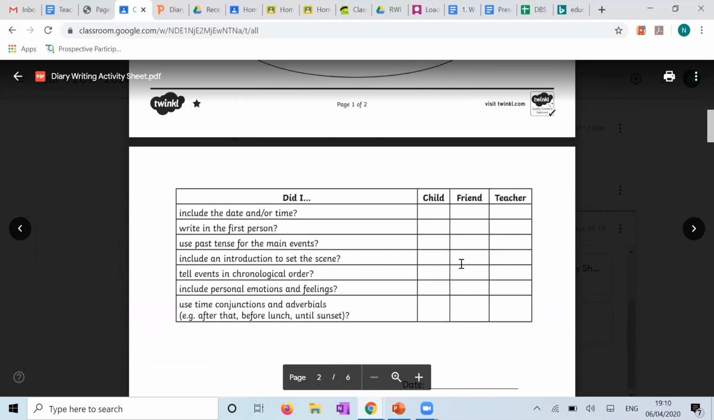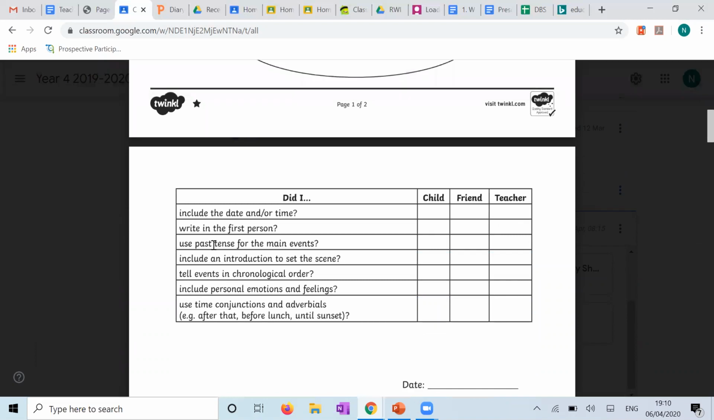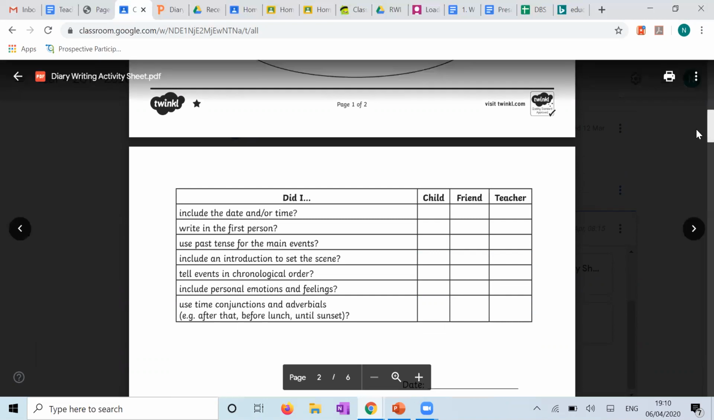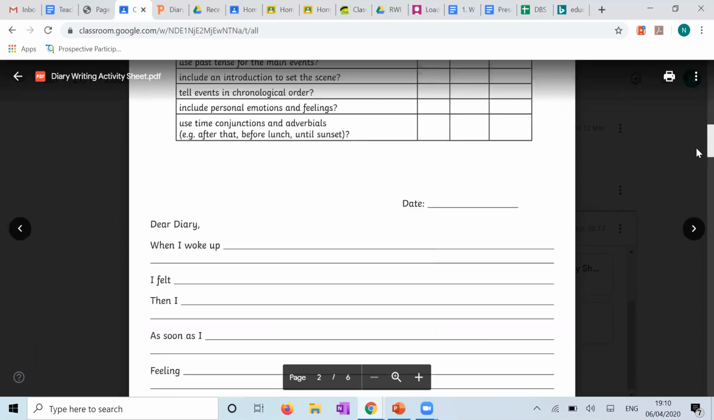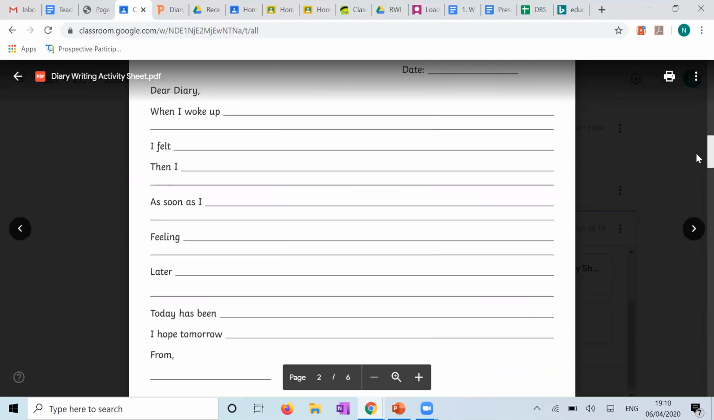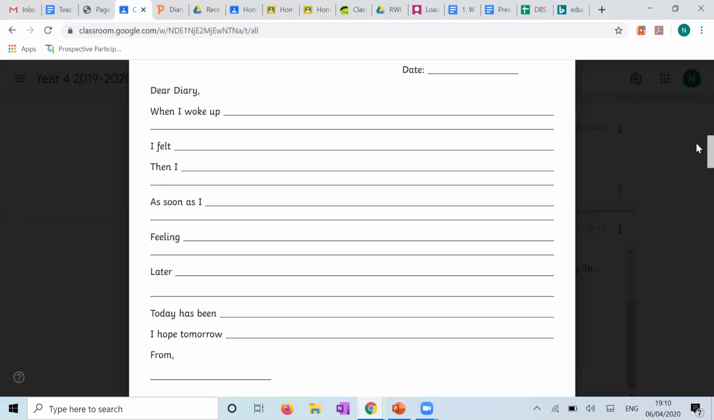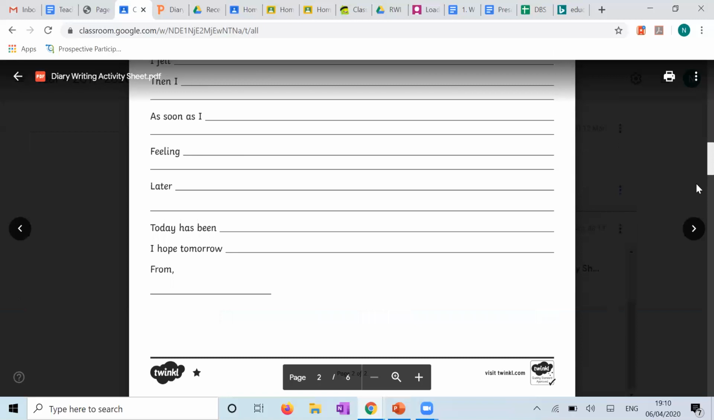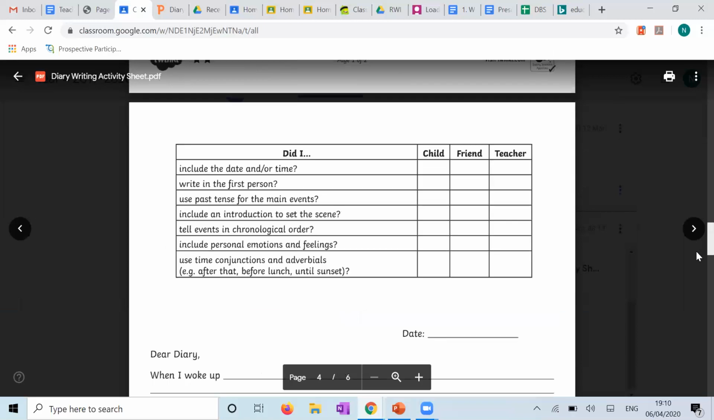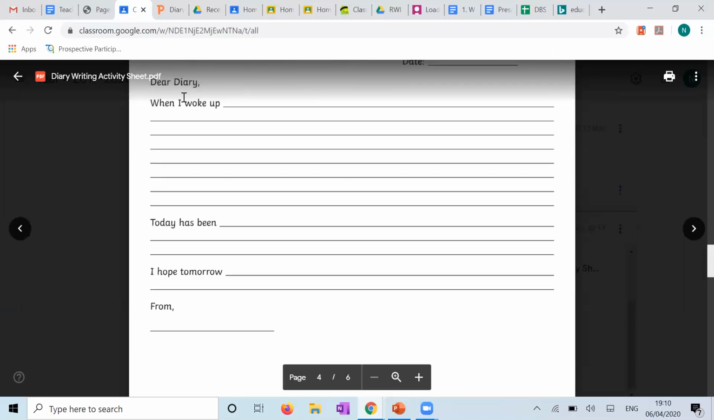Now, you don't have to fill anything in here, but this is a checklist that you can use to make sure that you've included all of those features that we talked about in your writing. There's also some examples of structures that you could use. So some starters: dear diary, when I woke up, I felt, then I, as soon as I, feeling. And then if we scroll down, there's some other ideas for some structures there, okay?